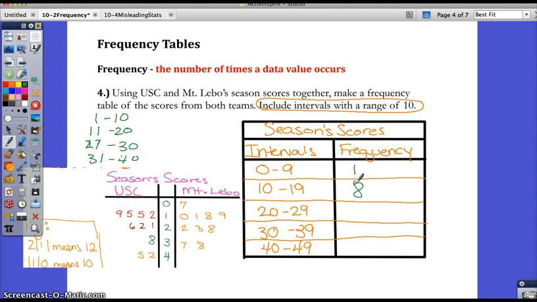How many in the 20s? 3, 6. How many are in the 30s? 1, 2, 3. And how many are in the 40s? 2 scores. This is your frequency table. It's showing the breakdown of how many data values fall within each interval.